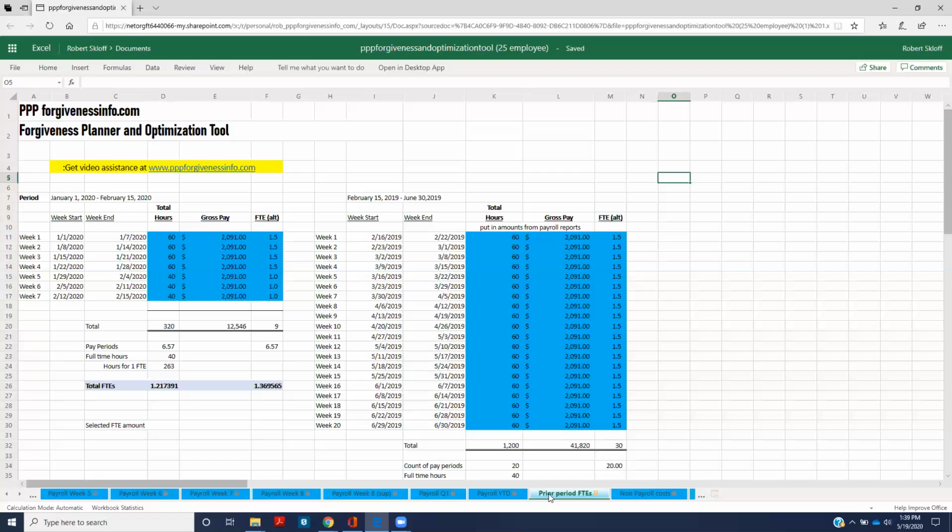A similar analysis will need to be done for the last week of the period. However, this would be in reverse. You will need to get the payroll that included hours that were not paid but actually worked.